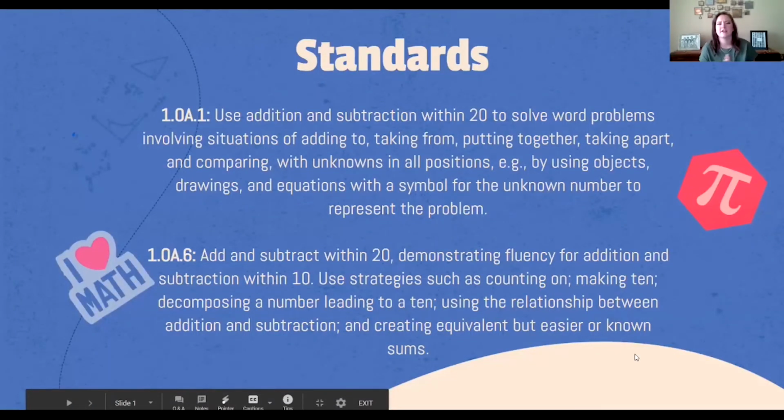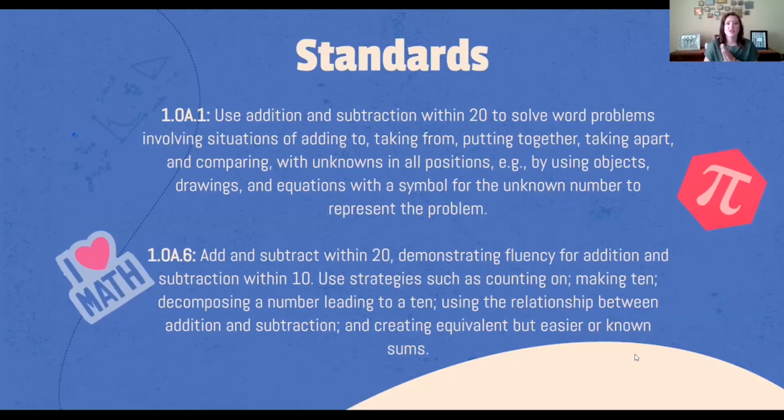There we go. All right, so we got two standards for you today. The first one we have is use addition and subtraction within 20 to solve word problems involving situations of adding to, taking from, putting together, taking apart, and comparing with unknowns in all positions. Essentially by using objects, drawings, and equations with a symbol for the unknown number to represent the problem. We've been working with this one a lot. We're going to continue with it today, so get ready.